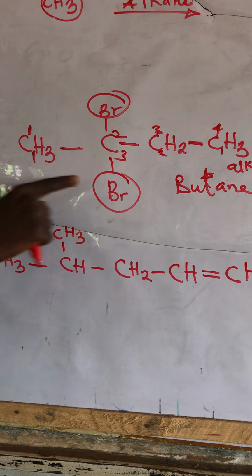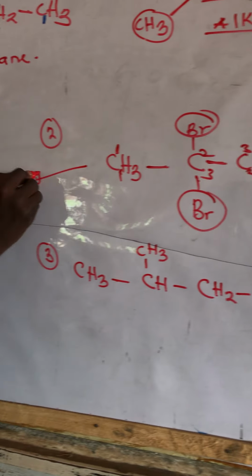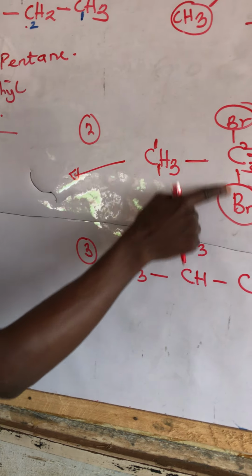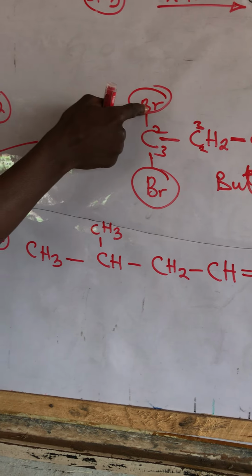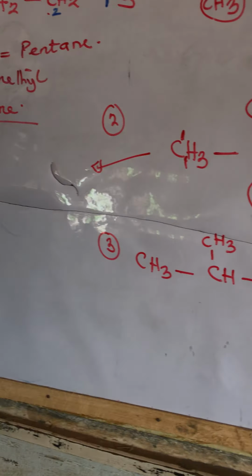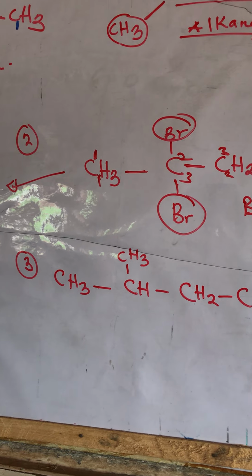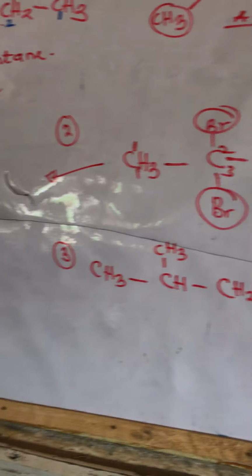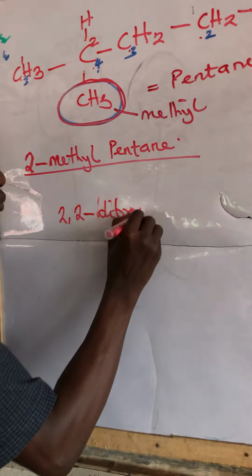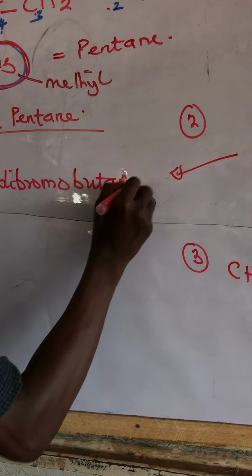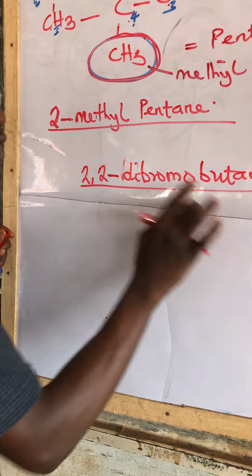Now, if I'm to name this one, because our substituents are attached on carbon 2 and 2, I'm going to have 2,2. Now, what is the name of the substituent there? It is bromine. Because they belong to the halogen group, bromine will now change to bromo. So in this place, we have 2,2-dibromo. Our longest carbon chain is butane. So we have 2,2-dibromobutane.